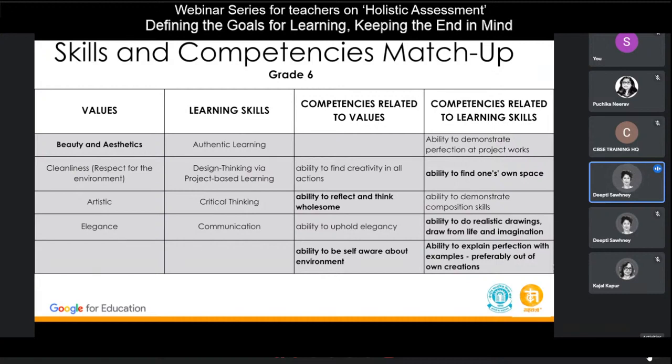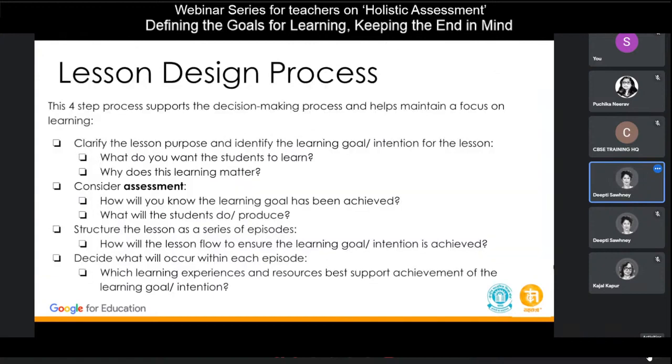So what is the design process, the lesson design process? So if you're looking at learning objectives, you're looking at the various strategies, and you're looking at skills and competencies, how do you put it in the entire lesson process? So if you can take this forward, there is a 4-step process that we should follow. We have looked at various things starting at 3:30. It's been nearly an hour. We are looking at the various components, the various elements.